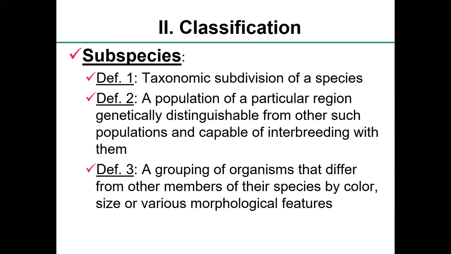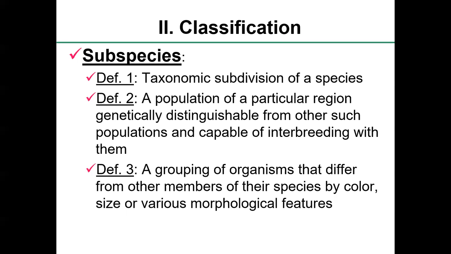So there's lots of different definitions of a subspecies as well. And subspecies designations are actually really common in herpetology. And they're also a source of quite a bit of disagreement. So one definition of subspecies is a taxonomic subdivision of a species. Definition 2, a population of a particular region that is genetically distinguishable from other populations, yet it's still capable of interbreeding with them. An alternative subspecies definition, a grouping of organisms that differ from other members by color or size or other morphological features.